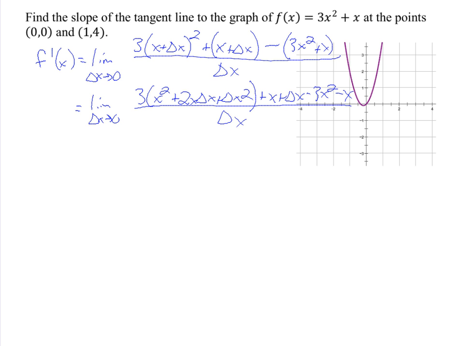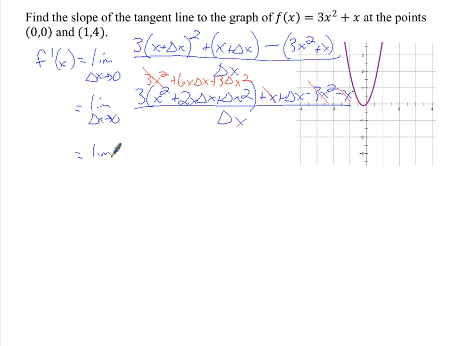So this is actually, I'm just going to distribute here so I don't have to rewrite it: 3x squared plus 6x delta x plus 3 delta x squared. And now we have some things that add to be 0. Yes, the 3x squared and the negative 3x squared are gone. Anything else? Yeah, there's a positive x here and a negative x here. Anything else? That's it? Okay.